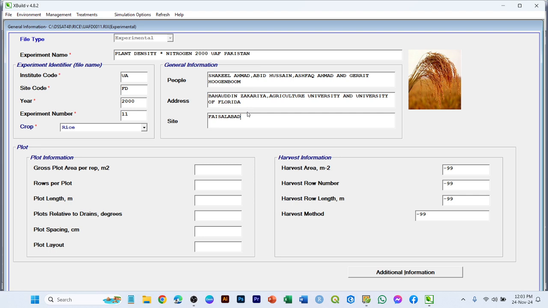So this is all about the plot size as well. Next you have to go for additional information. If you have it, then you have to go into additional farming. But if you don't have it, leave it.